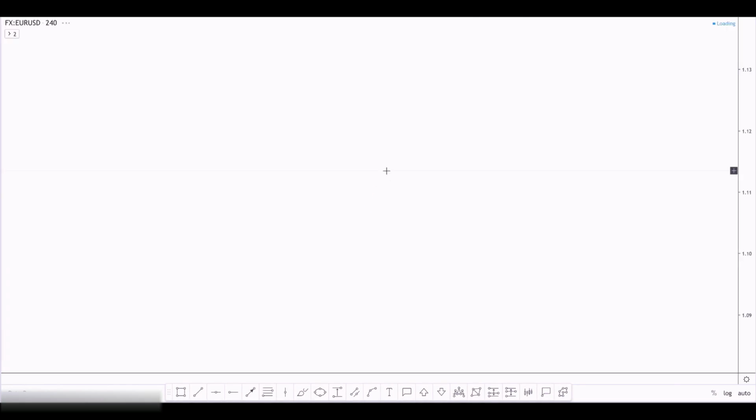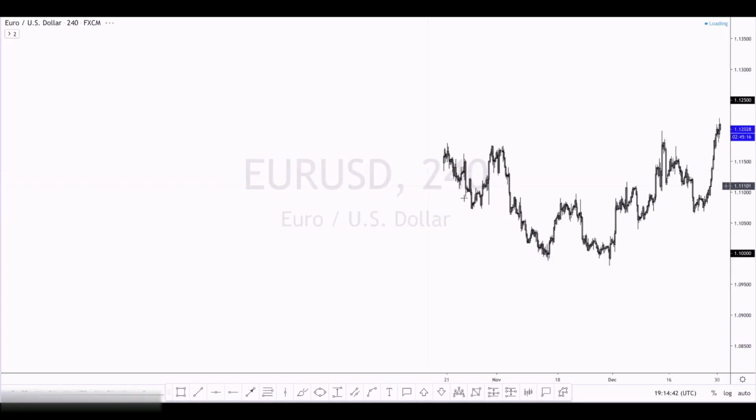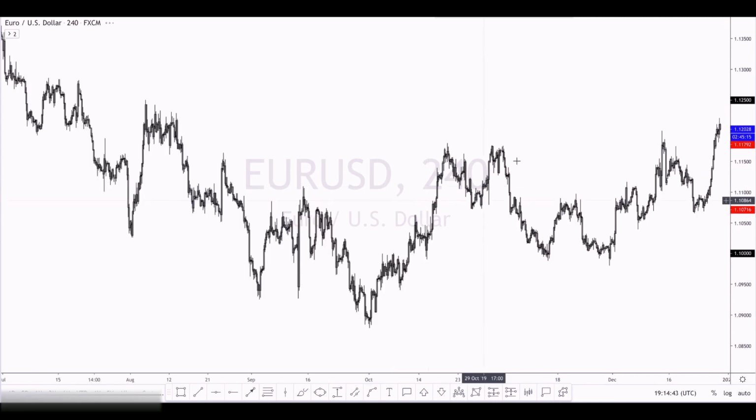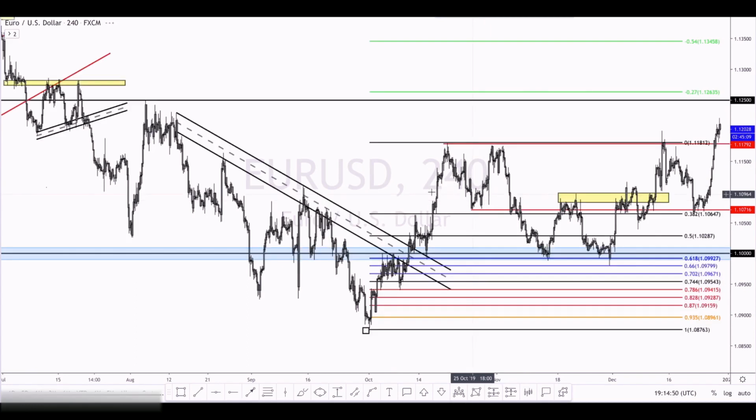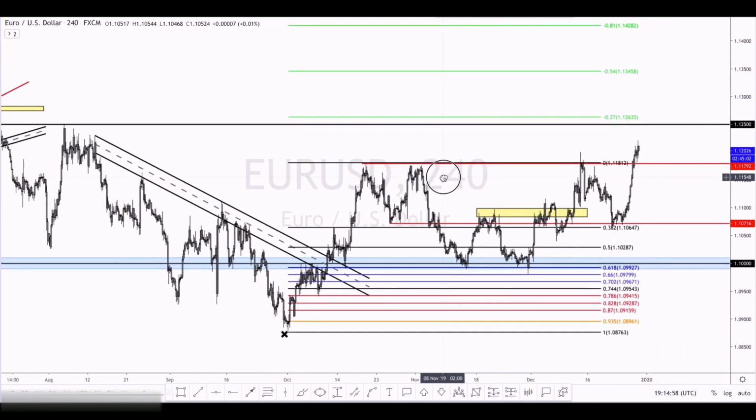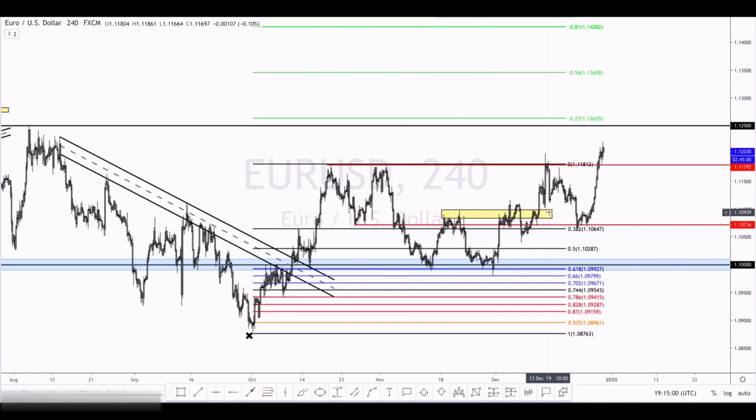So let me just refresh this, let this catch up. So when we get back into euro dollar, apologies for this connection right now. So we can see here euro dollar just in and around this area, and you can see here we eventually did come back up and we tested.